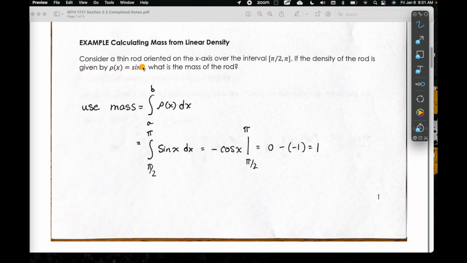It says, consider a thin rod oriented on the x-axis over the interval pi over 2 to pi. So this is our interval a to b. That's what our integration limits are going to be. If the density of the rod is given by rho equals sine of x, what is the mass of the rod? So this is a variable density. We're going to integrate from pi over 2 to pi. Here's our rho function, our density function. And when we integrate that, we're going to get 1.